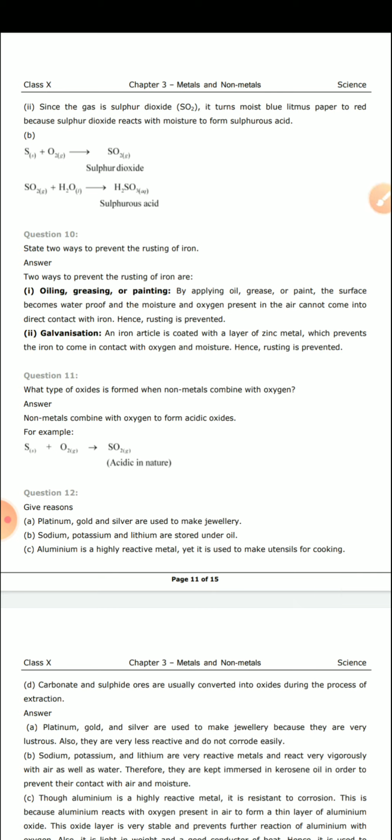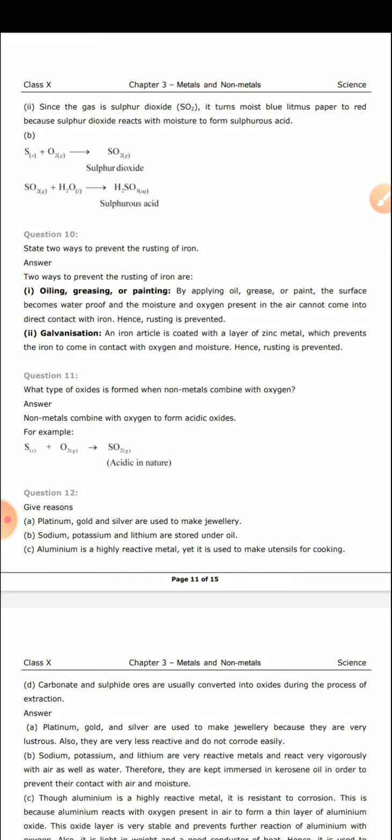Now come to the 10th question: state two ways to prevent rusting of iron. Rusting of iron can be prevented in a lot of ways, like oiling. We can use any kind of oil for lubricating purposes. Same with greasing: in cars and vehicles we use greasing oils, which make the iron objects smoother. So they prevent rusting.